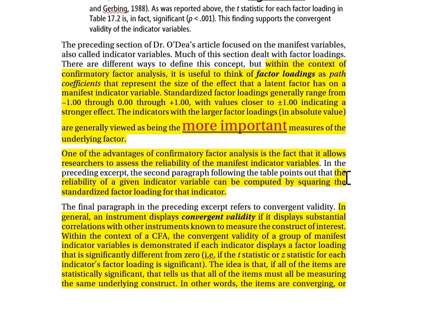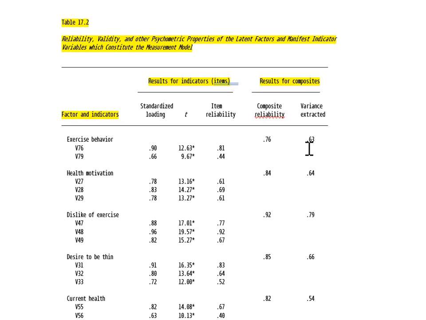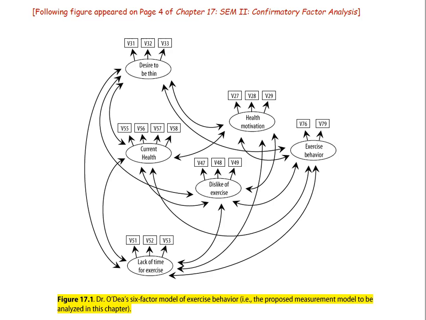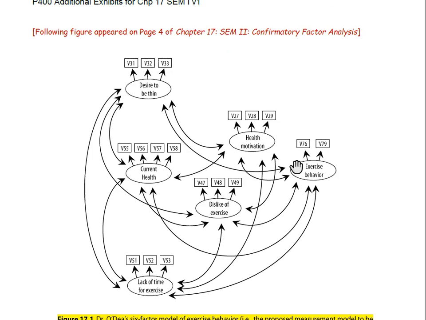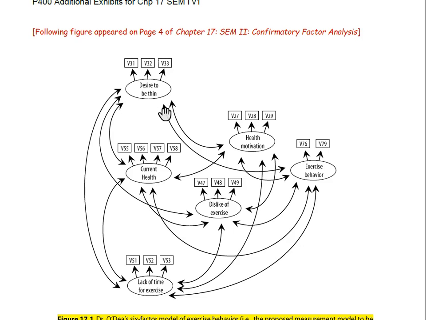One of the advantages of confirmatory factor analysis is the fact that it allows researchers to assess the reliability of the manifest indicator variables included in the model. The reliability of a given indicator variable can be computed by squaring the standardized factor loading for that indicator variable. Now, what are we talking about here? Let's go back to the big long table, Table 17.2. And in fact, let's look at that handout, P400 Additional Exhibits for Chapter 17. The first figure was the confirmatory factor analysis model. One of the underlying factors was exercise behavior. It was supposed to be measured by V76 and V79. Well, what's the reliability of V76 as a measure of exercise behavior? What's the reliability of V79?